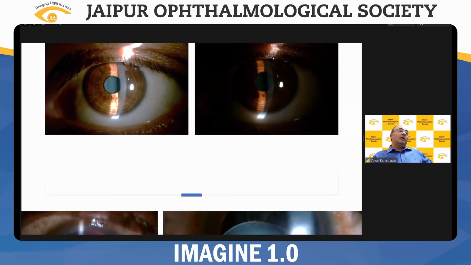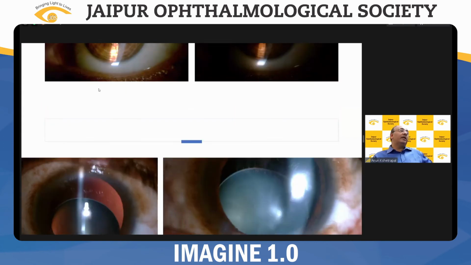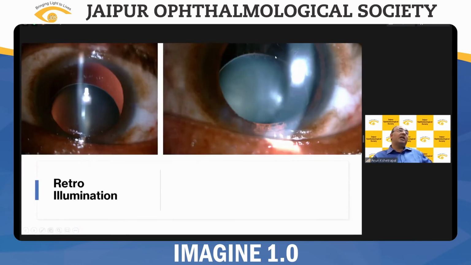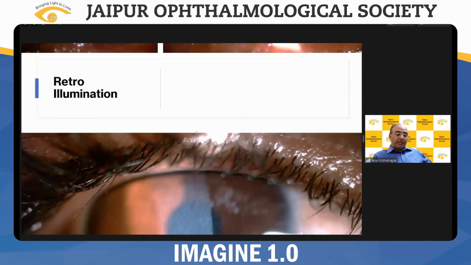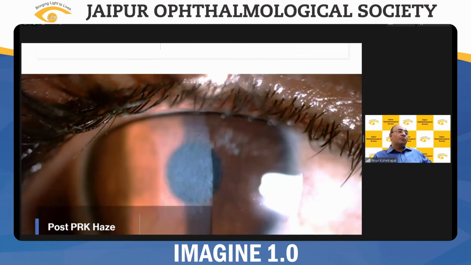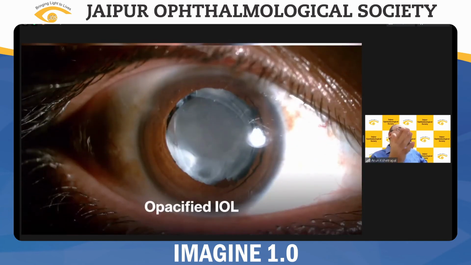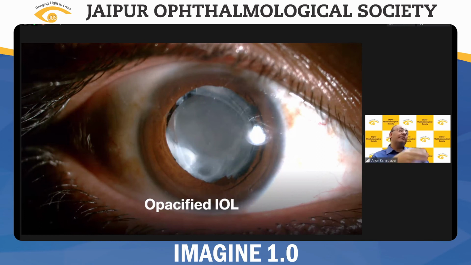You can do a side view and a retro illumination. This is a microspherophakia. So this is a different way of photographing. You can use a retro illumination here. This is a post corneal haze, opacified IOL. Here I've used a diffuse light. I haven't used a slit light, because the slit will not show you the diffuse haze which is there.